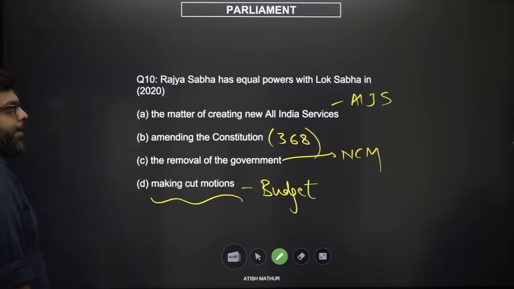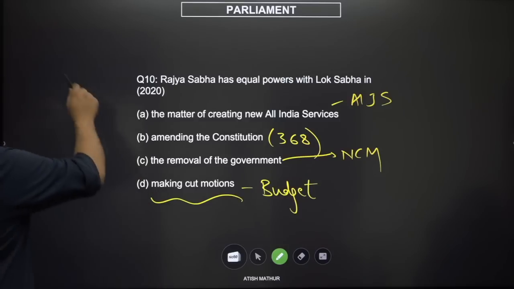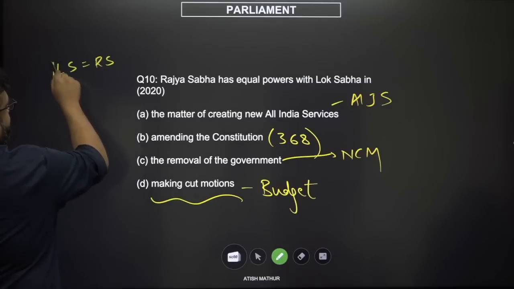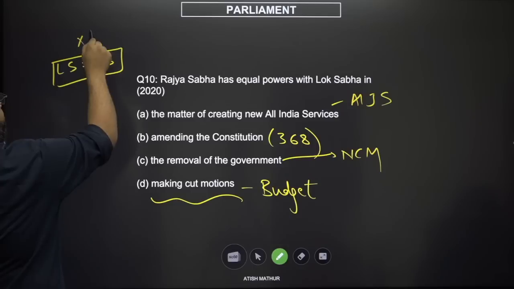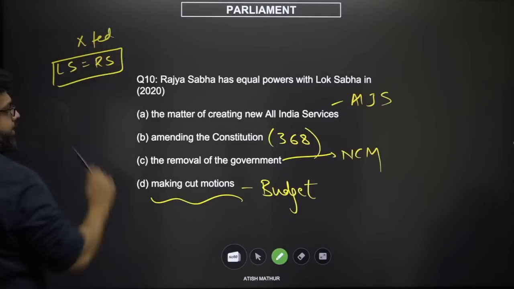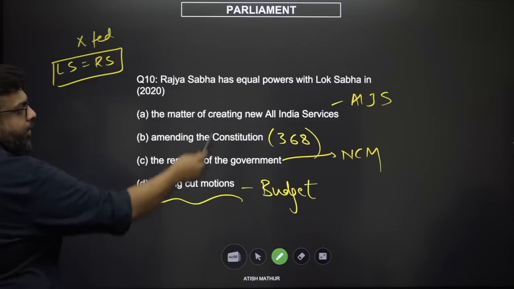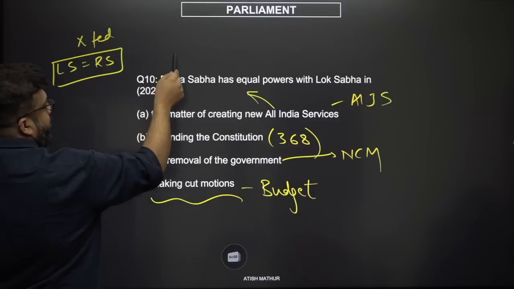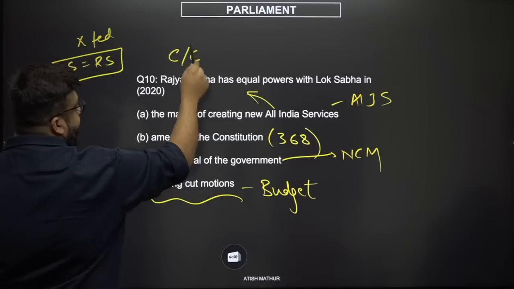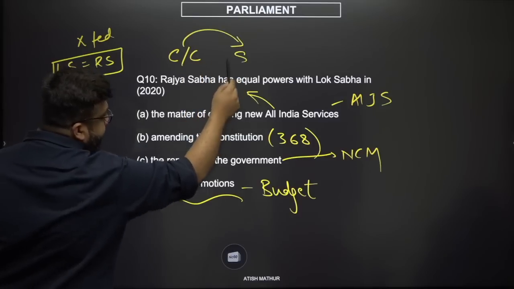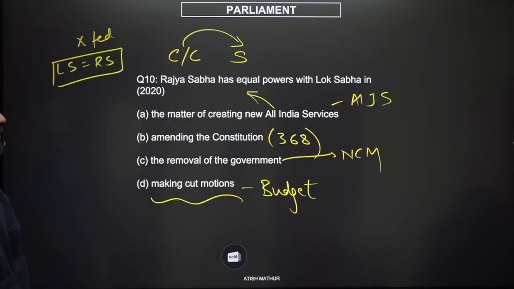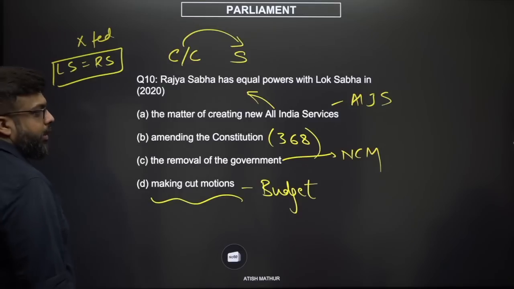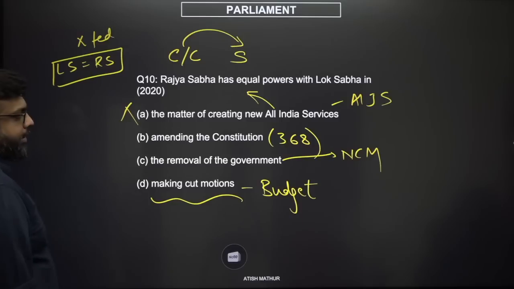Right? Now, think about it. Lok Sabha and Rajya Sabha will have equal powers on things that do not have a federal impact, right? So if you are creating a new All India service, which is to be recruited by the center, removed by the center, but they work at the states, it has a federal impact. So the Rajya Sabha must authorize the same with a resolution. So this is definitely not the right answer.